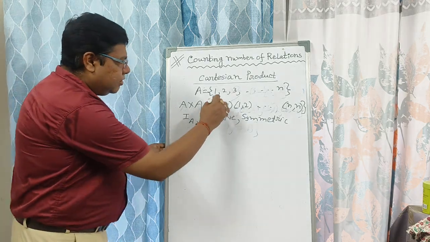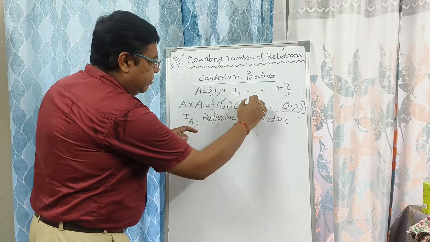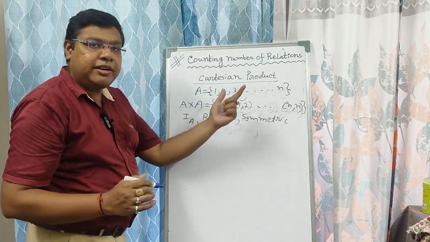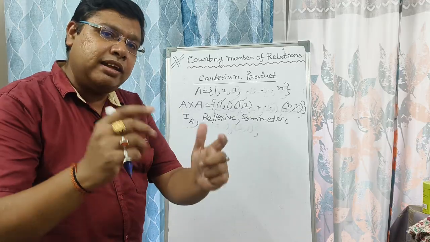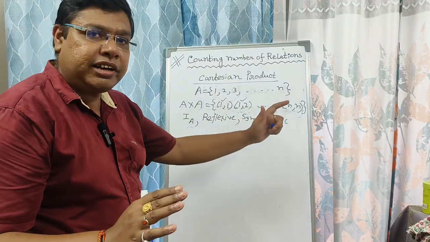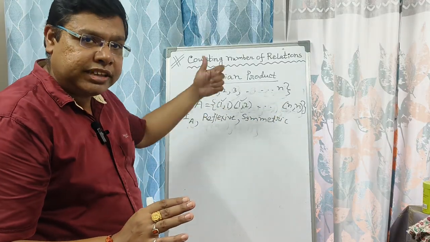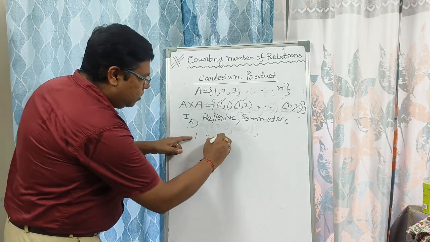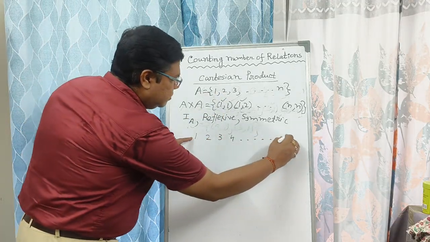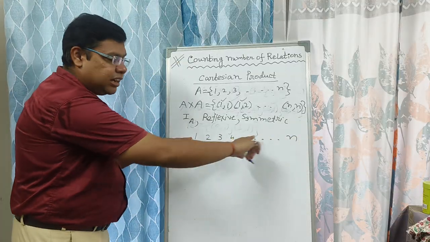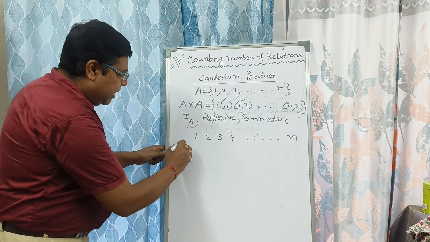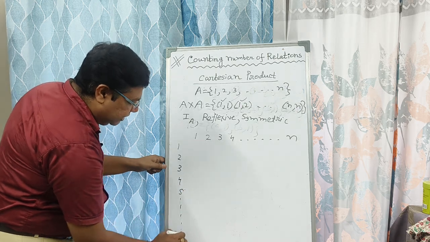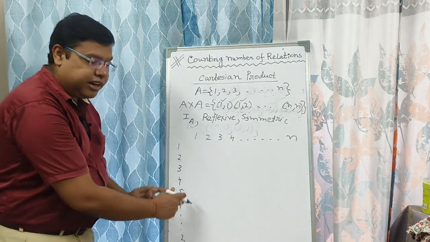You see, this is the first element. The first element should be taken from set A, and the second element will also be taken from set A. Clear? The relation is on the same set. So here, suppose I write 1, 2, 3, 4, like this. We have n number of elements written horizontally. Now again I write 1, 2, 3, 4, 5, like this up to n. So here I have written them vertically.